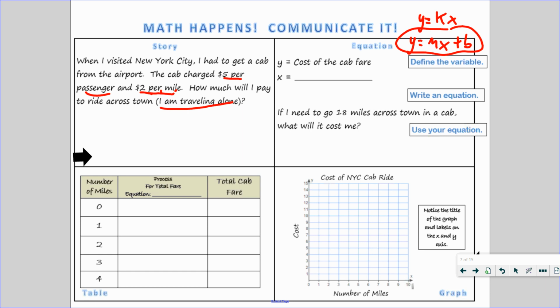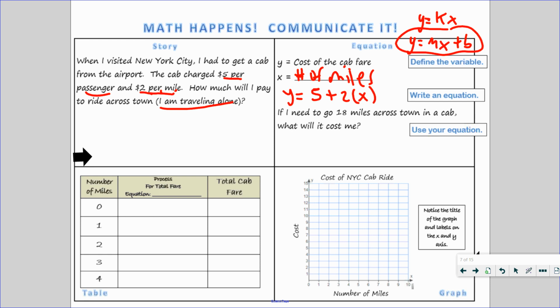So y is the cost. So what do you think x is going to be? The number of miles. So we're defining the variables right now. Write an equation. y equals, so I pay $5 plus 2 times the number of miles.